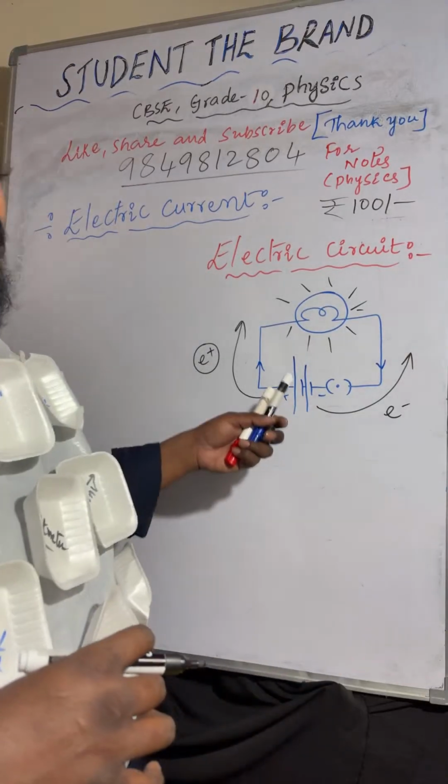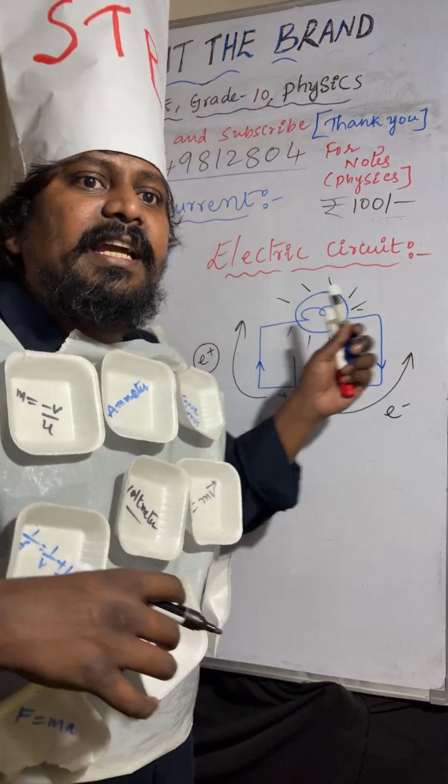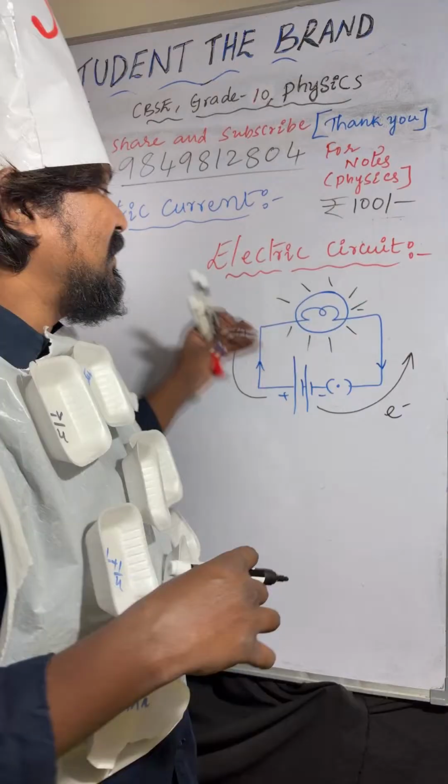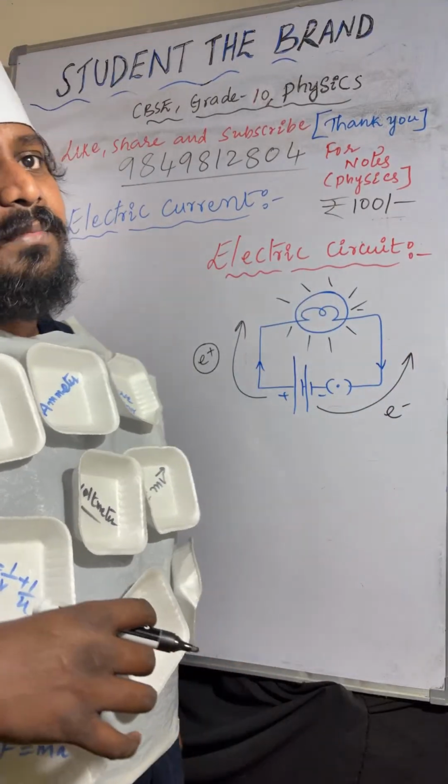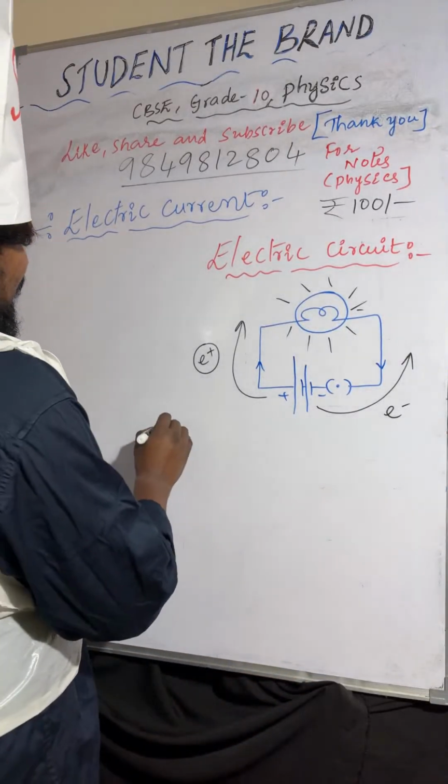Positive charges are moving from the positive terminal to the negative terminal. Negative charges are moving from the negative terminal to the positive terminal.